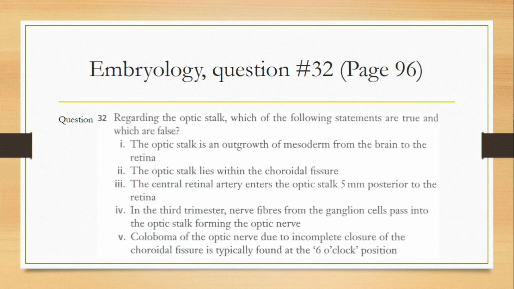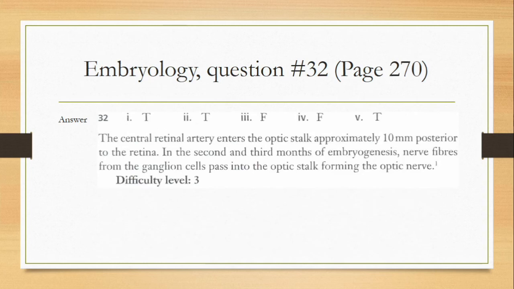And now about embryology. Question 32 asks about the optic stalk. And the statement number 1 says that the optic stalk is an outgrowth of mesoderm from the brain to the retina. And I think that you would easily correct it, because the optic stalk is actually an outgrowth of the neuroectoderm from the brain to the retina. So statement number 1 should be false instead of true.